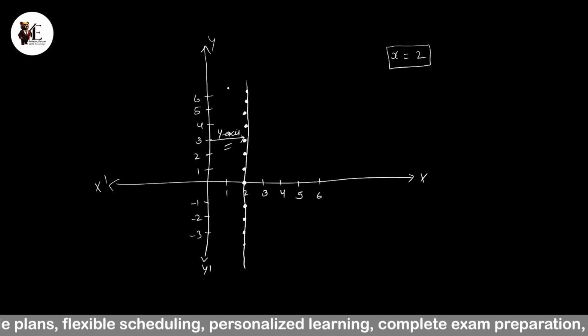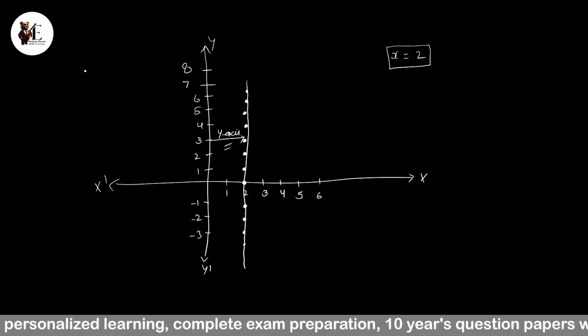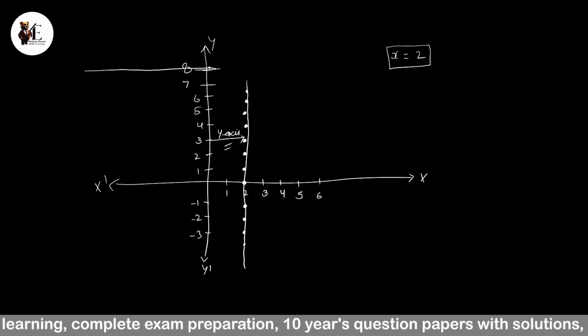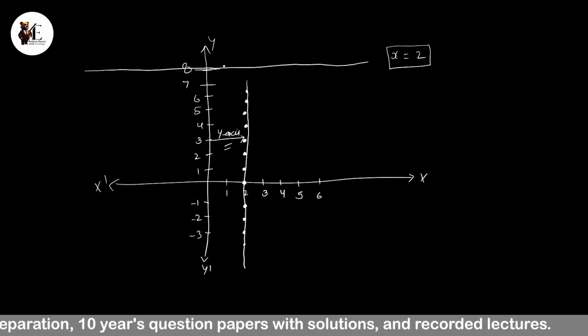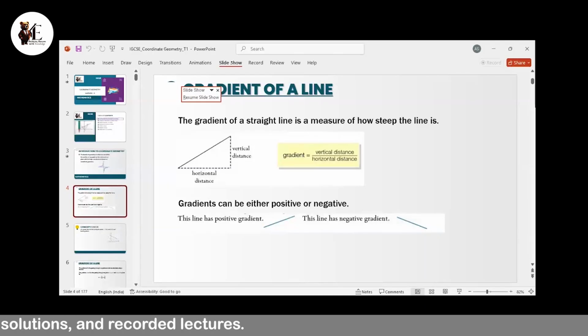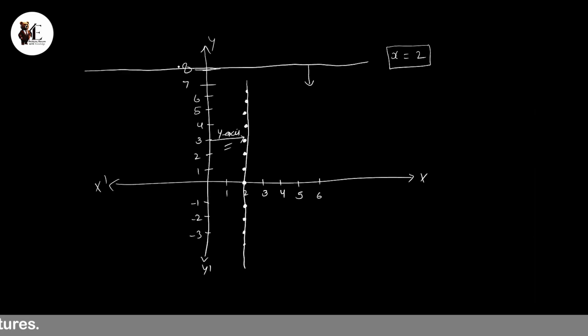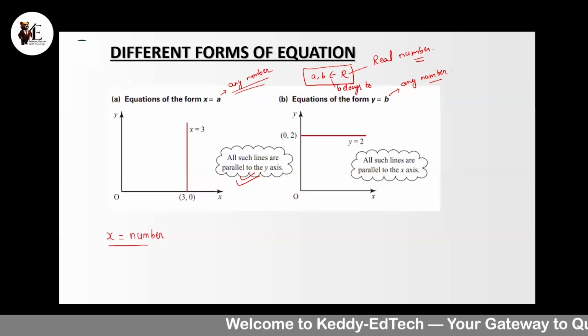In the same way, when you draw the graph for y, let's say y equals 8, at every point on this line, y equals 8. The value of x is changing, but the value of y is fixed. So you can see that when y equals any number, it is parallel to the x-axis. That is what is written here. Yes, so please note this down.